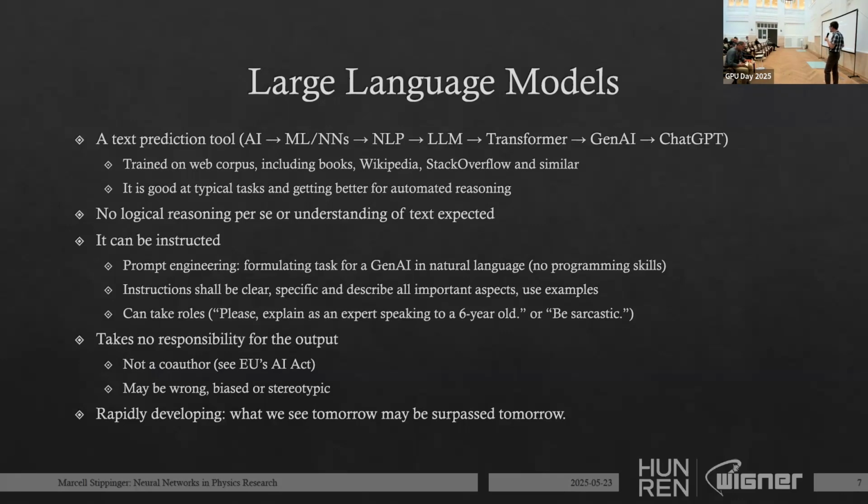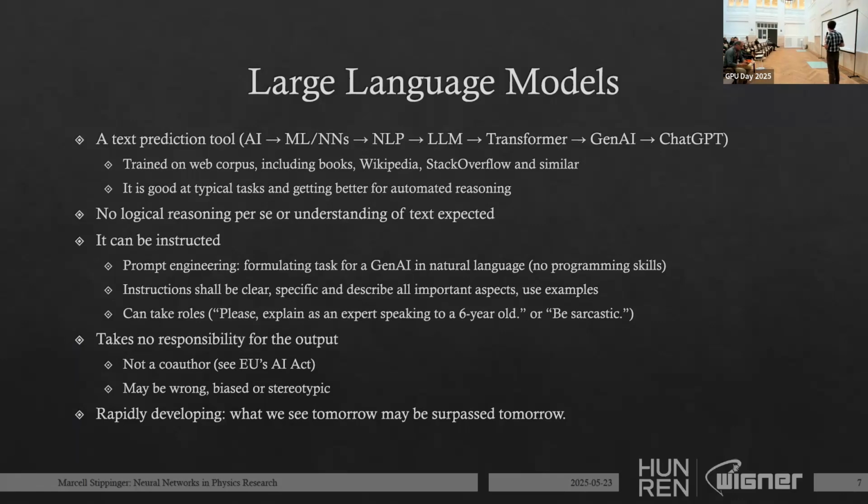So whatever they have seen, they are good at. We cannot expect from them logical reasoning or understanding of the text they process. They are just text prediction tools, but they can look like systems that do reasoning and provide us with chains of thought that resemble human reasoning.